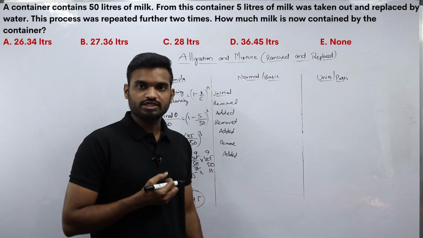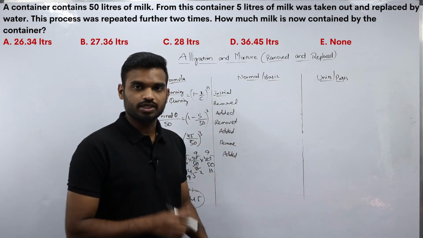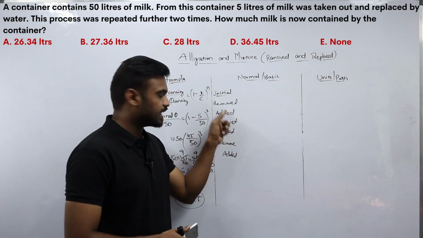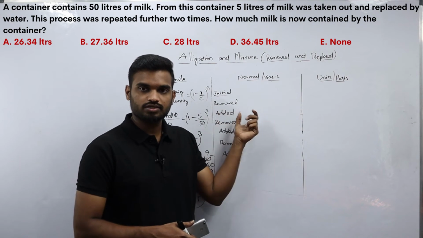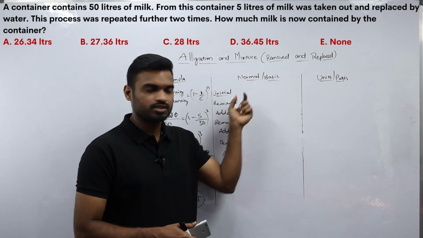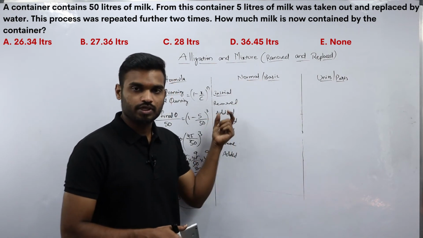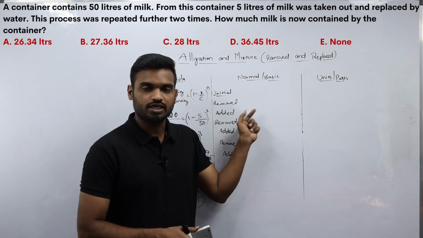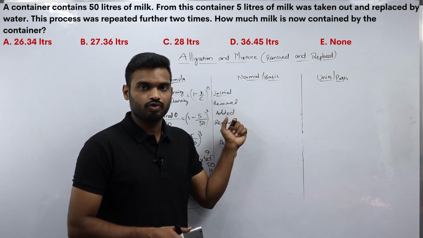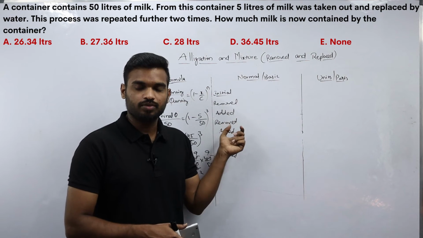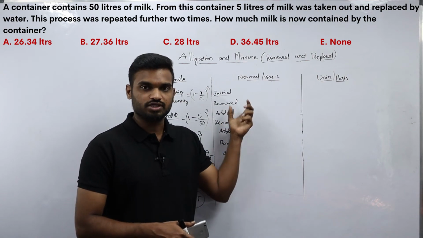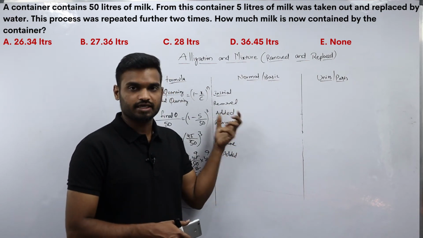Okay, now let's see how to solve the same problem using this normal or basic method. I have written all the initial, removed and added in the left hand side. So whenever you are solving the problem using this normal method, try to write this in the left hand side, so that you cannot confuse between the values and also get the correct answer. Okay, and this is for beginner level only, but when you become very expert, you can solve the problems directly and also get the correct answer.